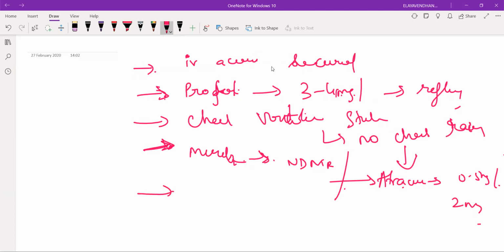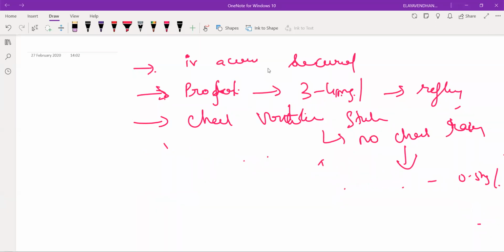How long do you ventilate after atracurium? 15 to 20 minutes, sir? You're going to ventilate 15 to 20 minutes with atracurium? 3 minutes, sir. I thought of incremental dose. No. You ventilate the kid for 3 minutes. Now ventilation is good and the baby is ready for intubation.